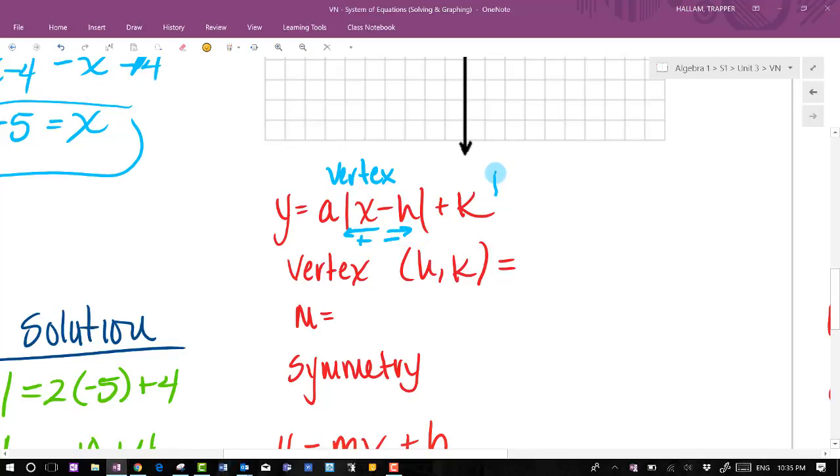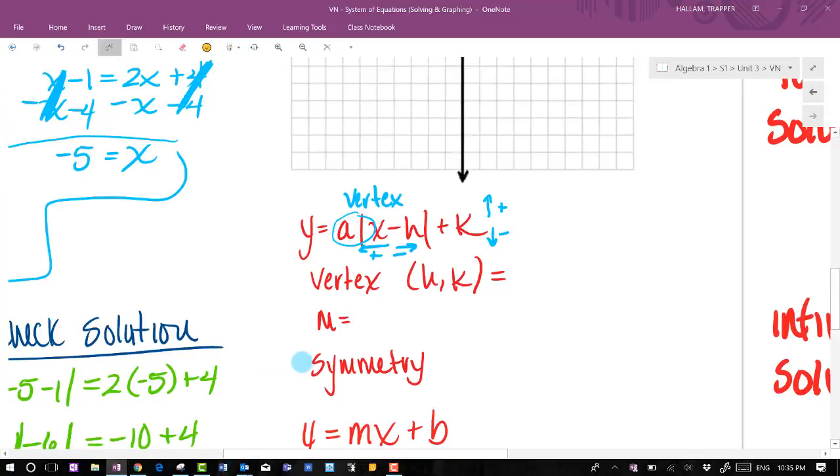And then k, positive would go up because that's going to translate our y value, and negative is going to move us down. Really, if we can find the h and the k, it'll tell us where the vertex is. And then again, we can use the a as kind of our slope. So let's see if we can do that.